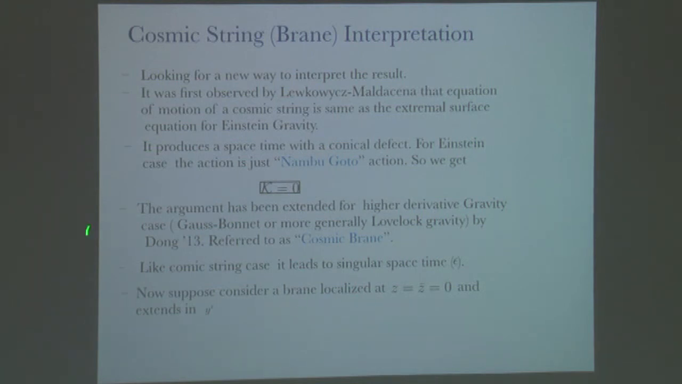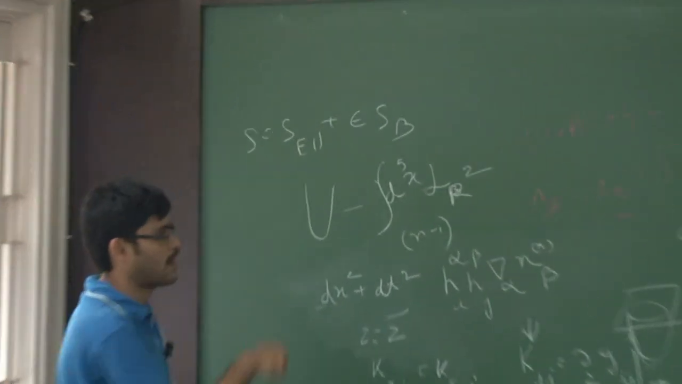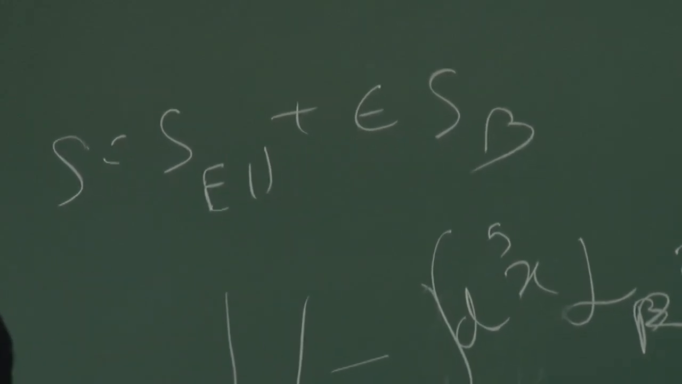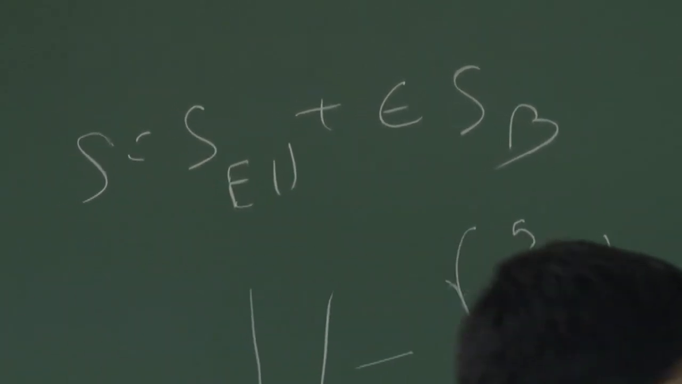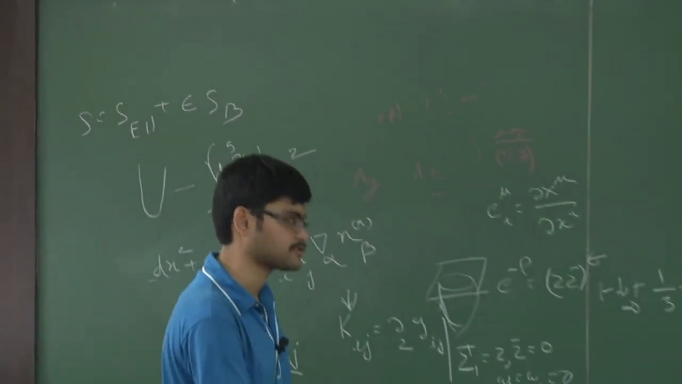which he referred to as the cosmic brane method. This cosmic brane produces a spacetime with a conical singularity, and we think of the brane as localized at the tip of the cone, that is at z equal to z bar, and extending in the y1 direction. So, we now have the total action as the Einstein or higher curvature action plus the brane action, and this is the defect parameter. You can think of it, in the epsilon tends to 0 limit, as a probe brane which helps us find the correct location of the tip, or the extremal surface.